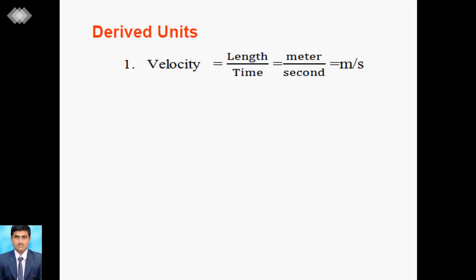While discussing the derived units, the first terminology is velocity. Velocity is nothing but distance upon time, or you can say length upon time. We know that length is in terms of meter and time is in seconds. So that's why the velocity unit is meter per second.